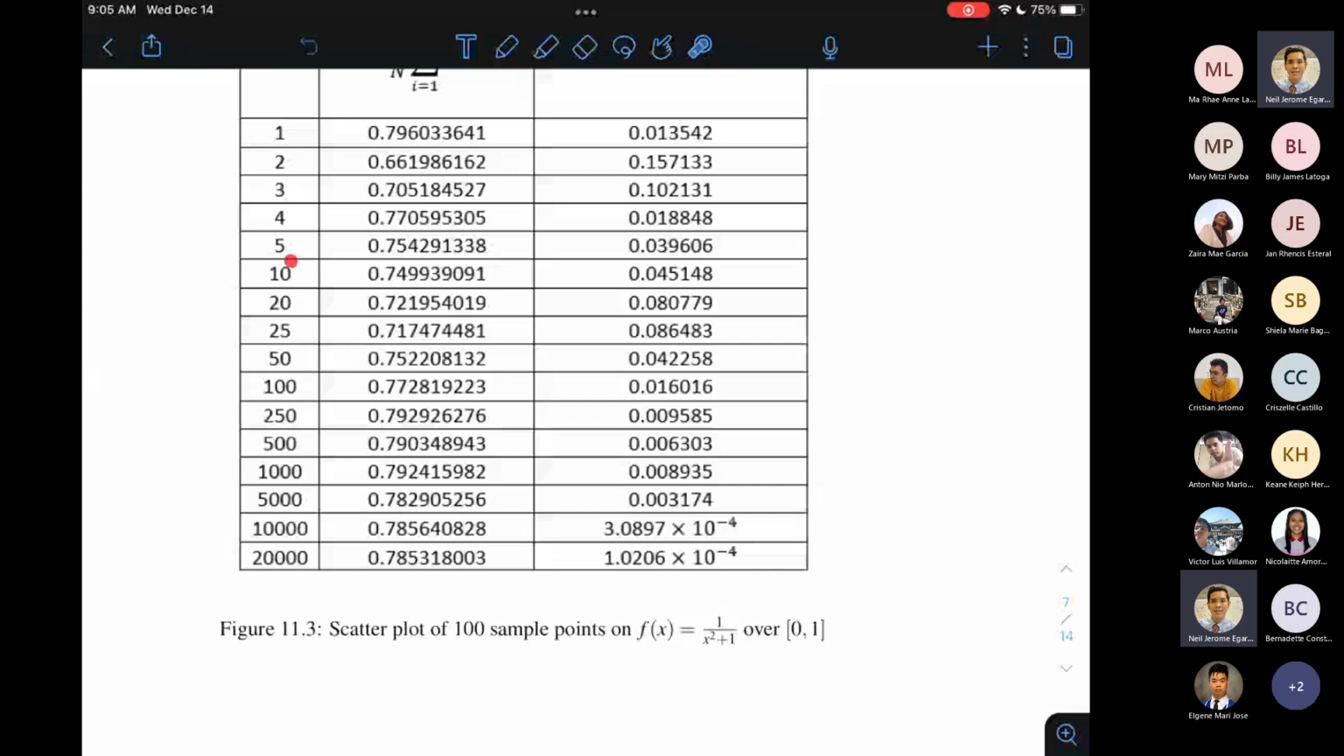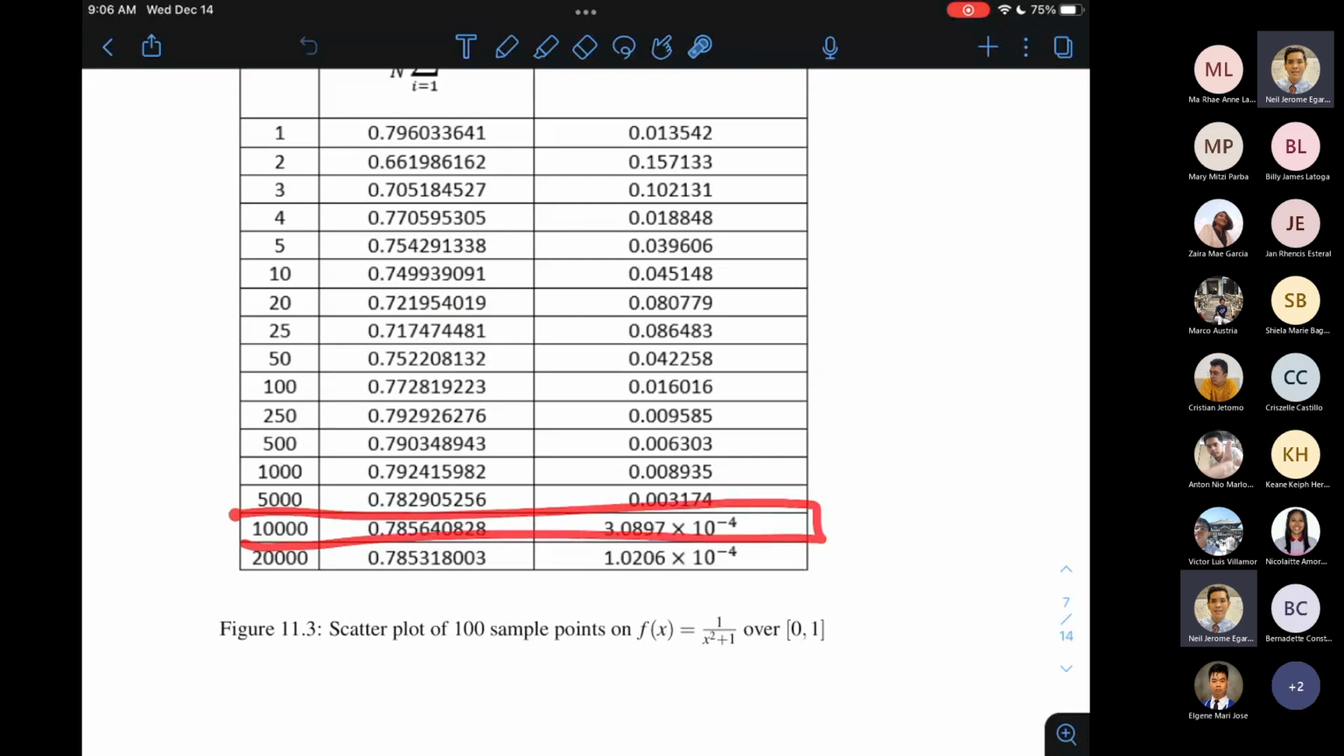So, halimbawa, dito sa n equals 10, ginamit ko yung unang 5 draws na nagamit natin. Bumunot lang ako ng 5 additional points para mabuo yung n equals 10. Tapos yung error niya ay 4%. If I add 10 more random numbers to my already existing 10 random numbers, I get 20 random numbers. The average area of the rectangles will be 0.72 and so on. That's 8% error. And then I continually increase the number of points that I'm using.